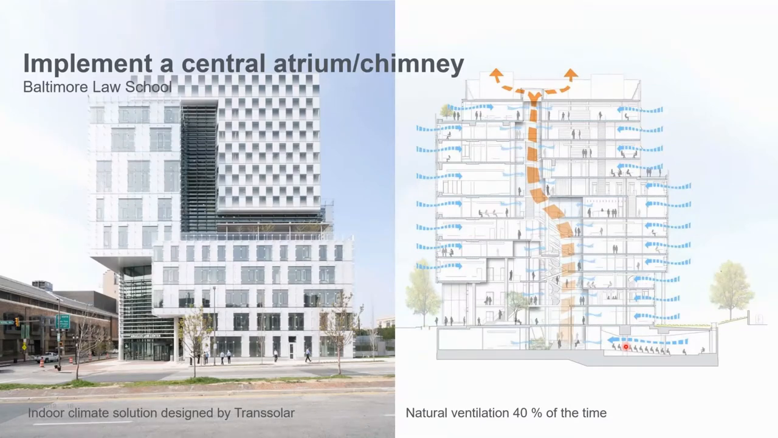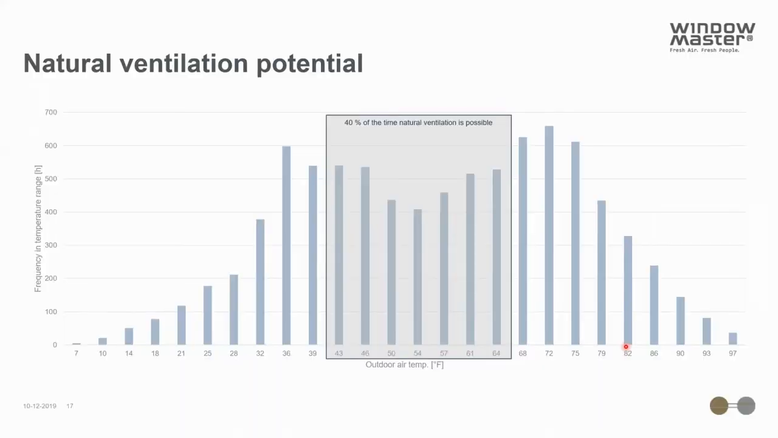The overall indoor climate design or solution was designed by Transolar in this great project. And the potential of the natural ventilation showed that it could be used 40% of the time throughout the year. And this is mainly in an outdoor temperature range between 43 degrees and 64 degrees. So a very good potential for natural ventilation in this building based on the great design by Transolar.